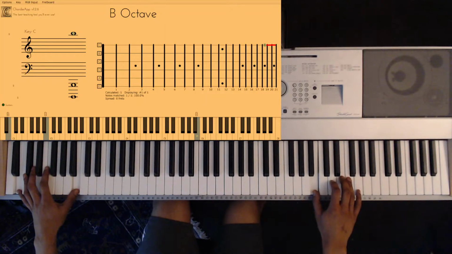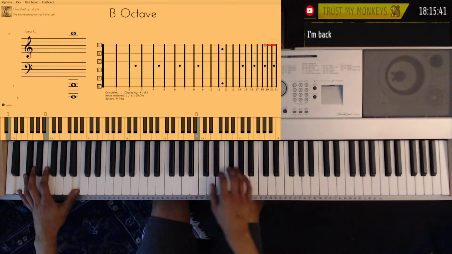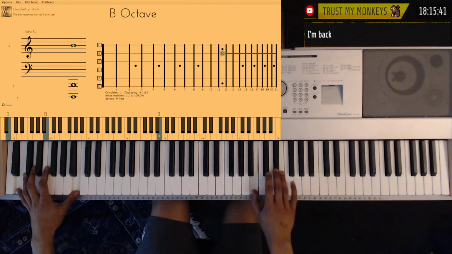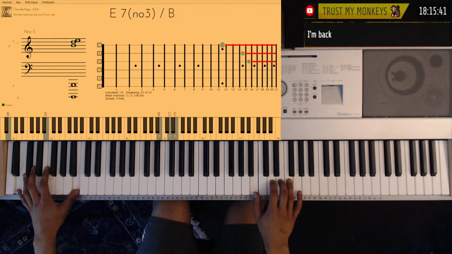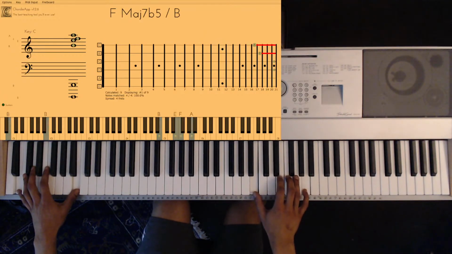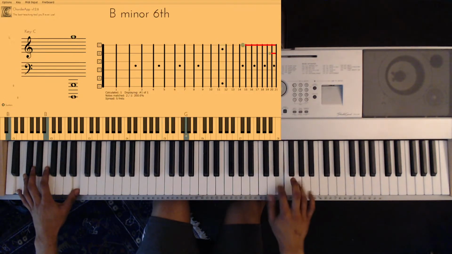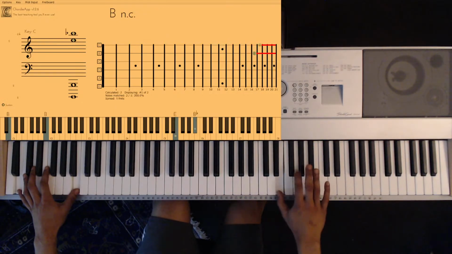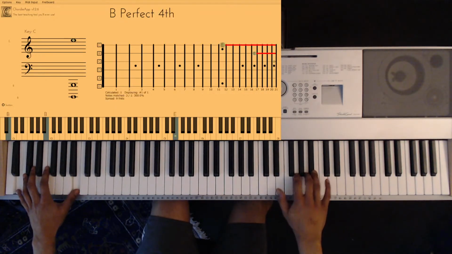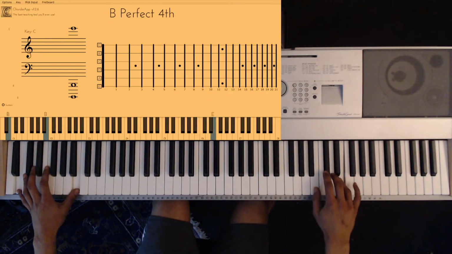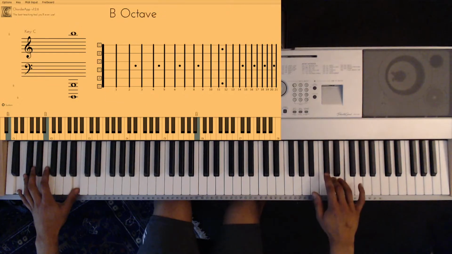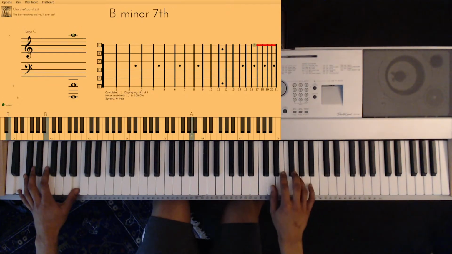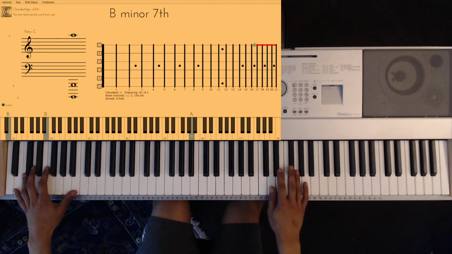What minor blues scale is in the neighborhood? I think it's E minor, isn't it? Oh yeah, the E minor is in the neighborhood. And trust my monkeys, the king of the monkeys is back too.